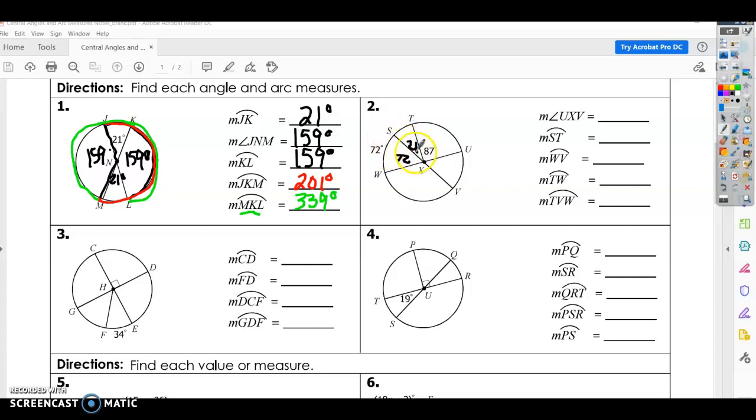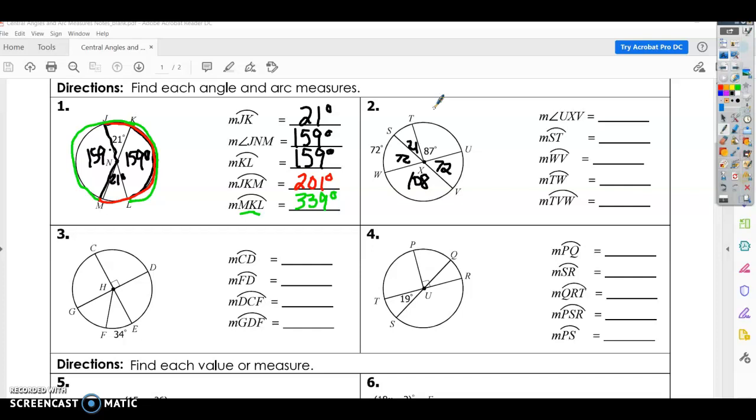All right, now SXW is a central angle, and so is UXV, and since those are opposite, those are congruent. So I'm going to have 72 degrees there. And then again, this is a diameter. It goes through the center of the circle, so this creates a semicircle. So we're going to have 180 minus the 72. And that gives us this angle here. And again, the arc measures are the same as the central angles.